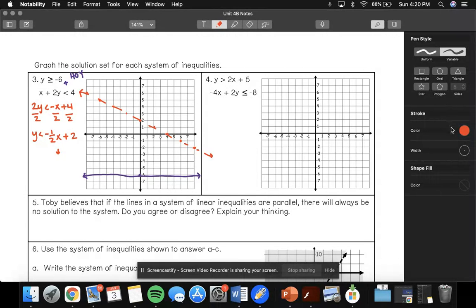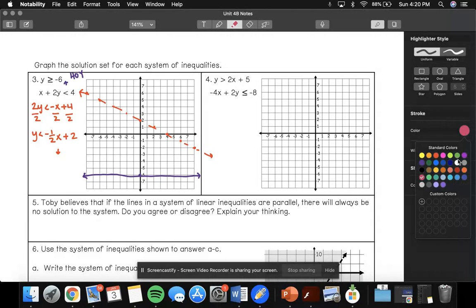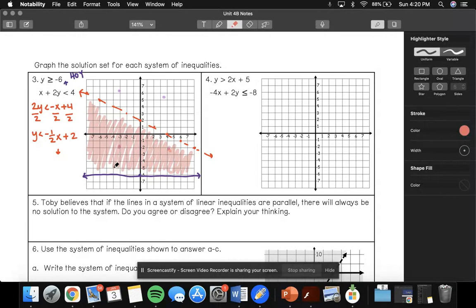So I just need to visualize this. My first one right here is anything above. So it could be anything right here, right here, right here, right here. Just not below. Then for this red line, anything that is below, so it could be below, below. So my solution is anything below the red line, but above the purple line.